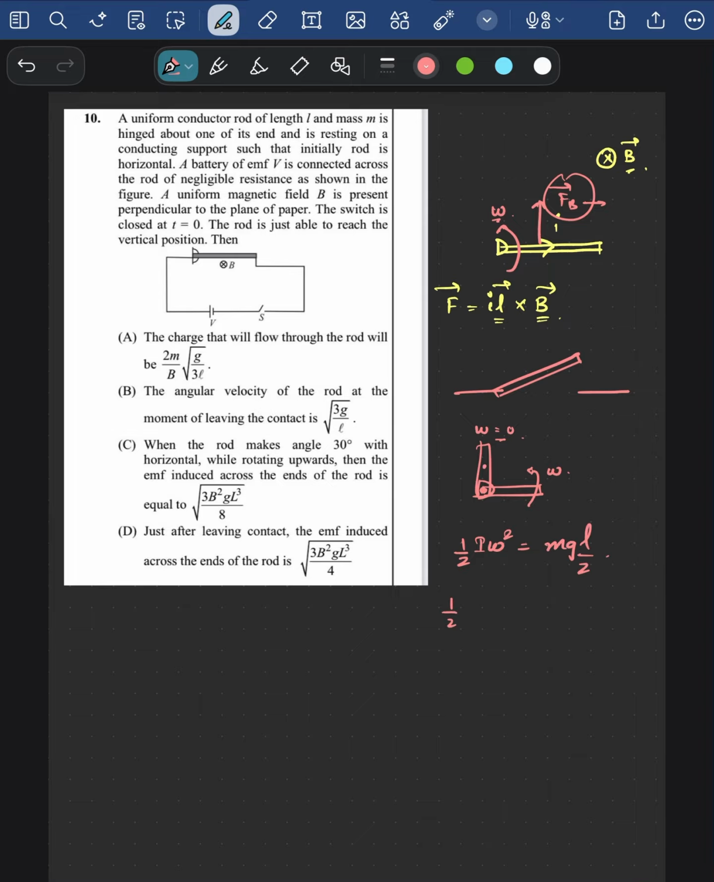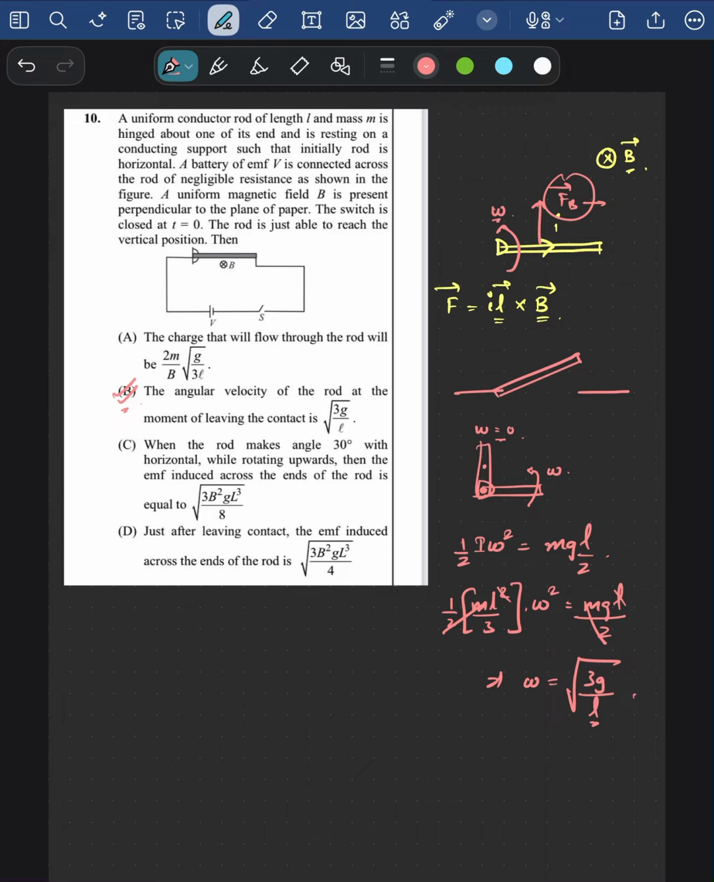I value for a rod is ml squared by 3. In this case, I omega squared should be equal to mg L by 2. M and 2 get cancelled, and one L also gets cancelled over here. So you'll get omega equal to under root of 3g by L. Right, so your option B is correct. That's the angular velocity the rod requires to reach a vertical position.